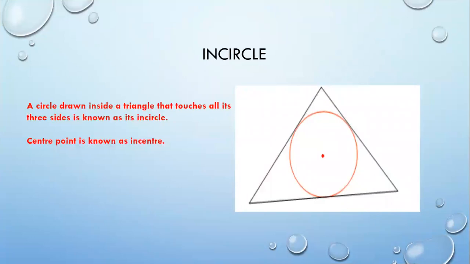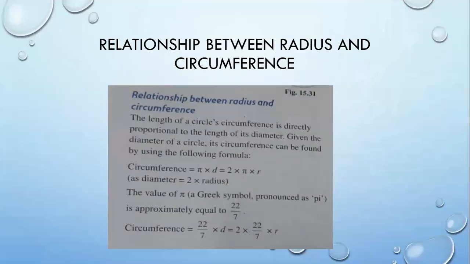Then we have the incircle. Incircle means the circle is inside. Inside what? A triangle. A circle drawn inside a triangle that touches all its three sides is known as its incircle. The center point is known as the incenter. So the center point of an incircle is known as the incenter. The circle inside the triangle will give you the incircle. So all these terms you have to remember, what each term means. Okay, this is the basic concept.